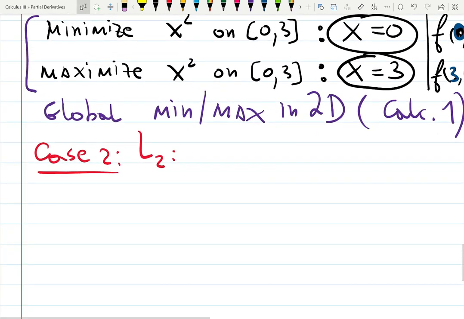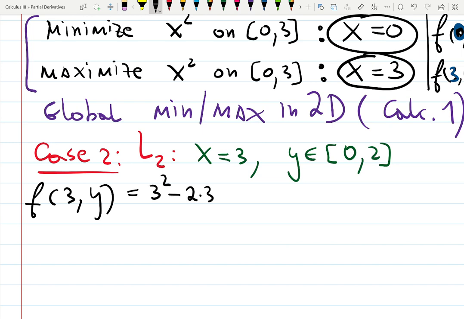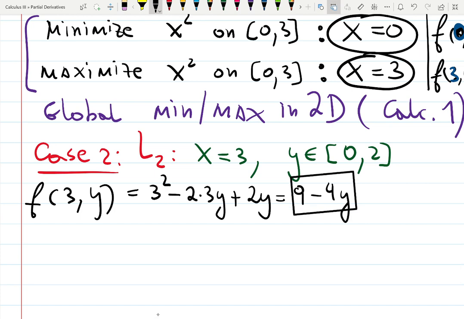So let's write it down. X equals 3. X is fixed now, but y keeps going up and down between level 0 and level 2. Repeat the whole thing. Now you plug 3 into the original function. It gives you 3 squared minus 3 squared minus 2 times 3 times y plus 2y, which gives you, now it's a linear function, 9 minus 4y. It used to be a quadratic function, x squared. Now it's 9 minus 4y on 0, 2.